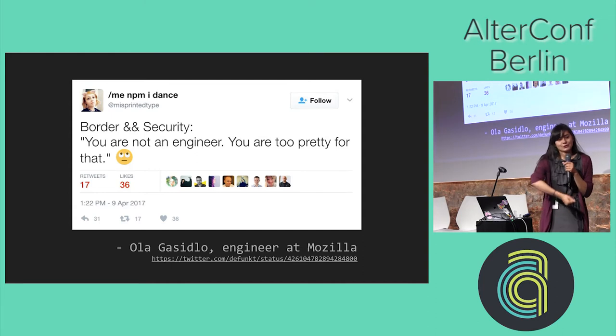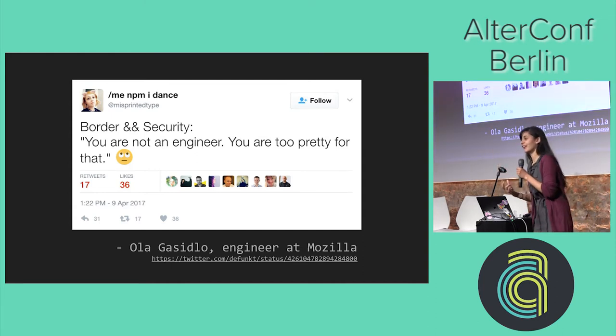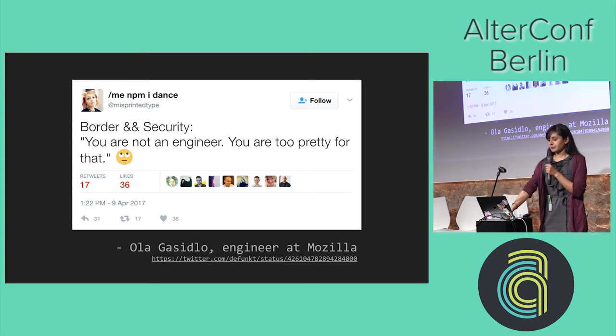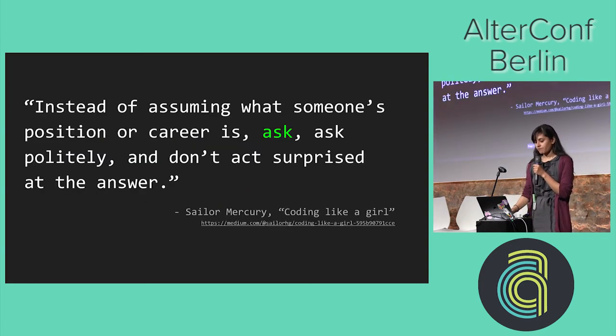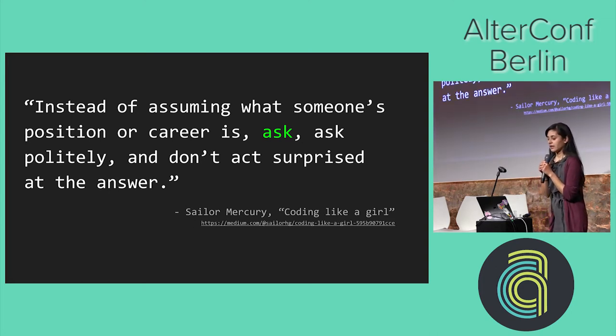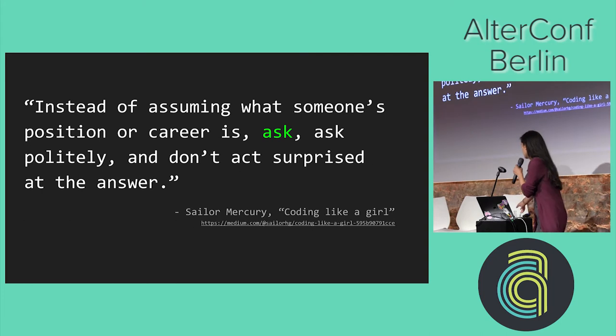That's invalid. We need to chuck that out. We need to re-download our representations of what people in the world of tech and computer science especially, but also generally, look like or behave like or dress like. So what can we do about this? Well, Sailor Mercury, in a blog post on Medium called Coding Like a Girl, which I believe was also an AlterConf talk, gives a really great piece of advice. She says, instead of assuming what someone's position or career is, ask.